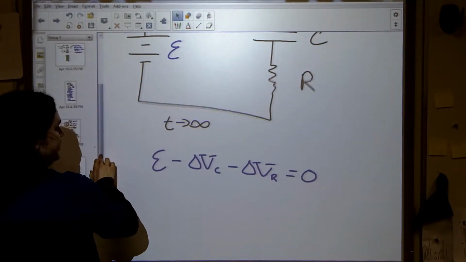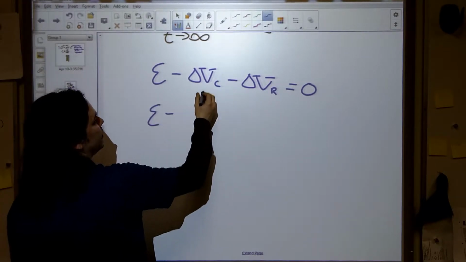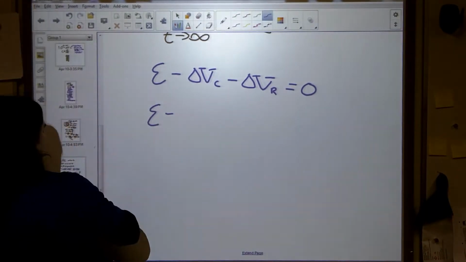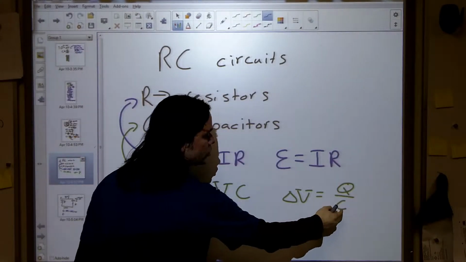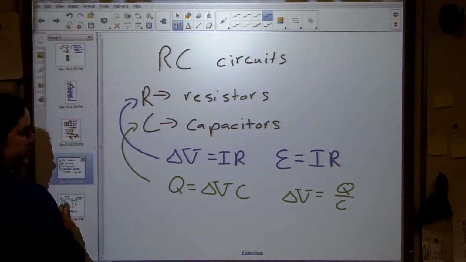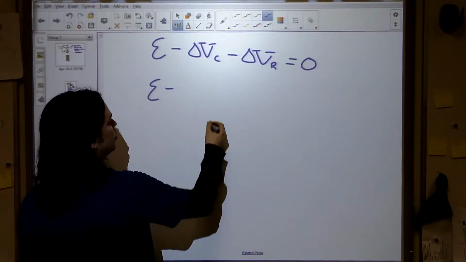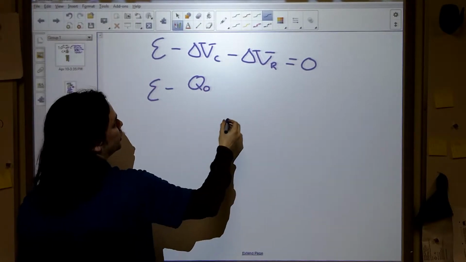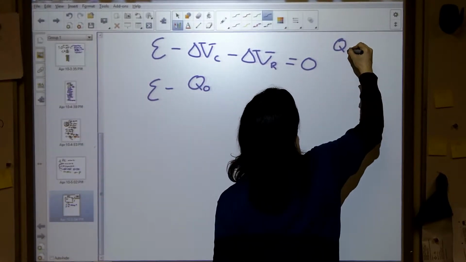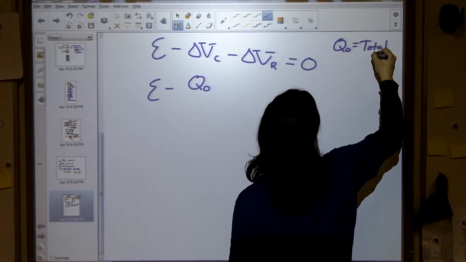At time equals infinity, let me fill this in a little bit more. E minus the potential difference across the capacitor, here's where this comes in handy, is going to be the charge across the capacitor divided by the capacitance. At time equals infinity, the capacitor will be completely charged. I'm going to call that Q naught, where Q naught is equal to total charge.